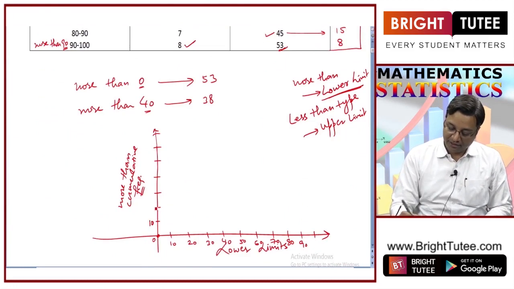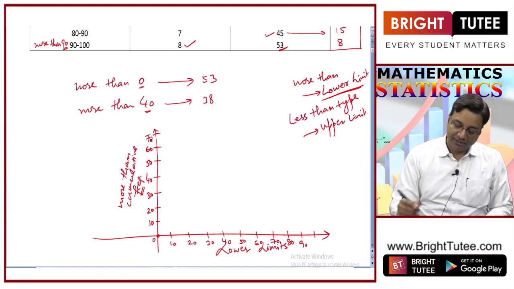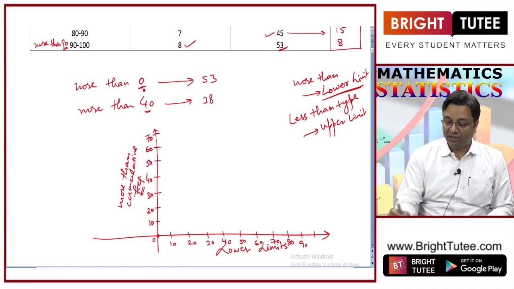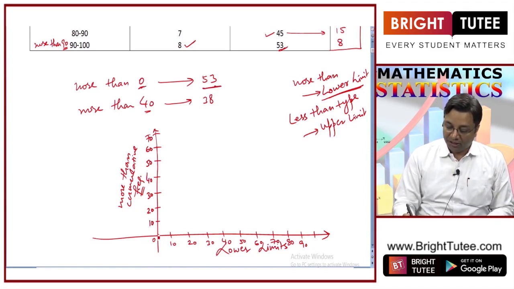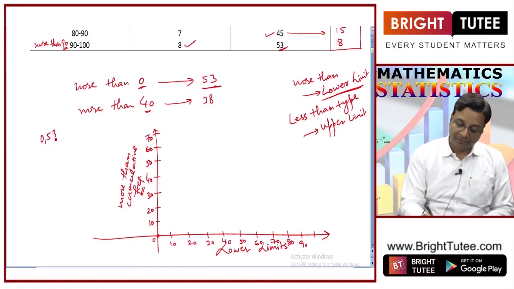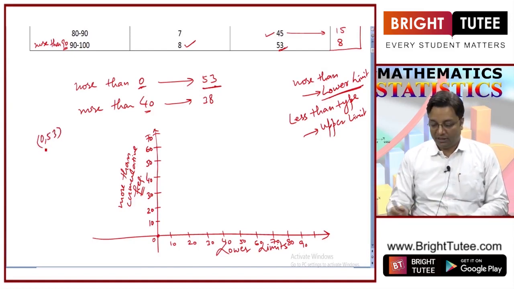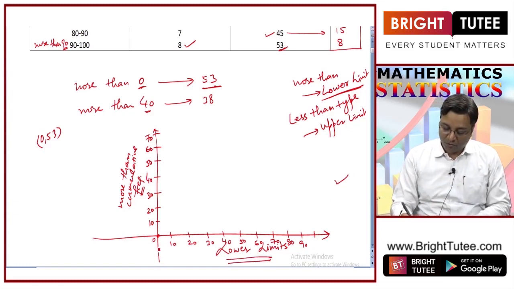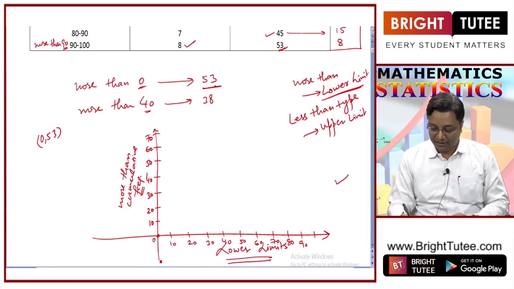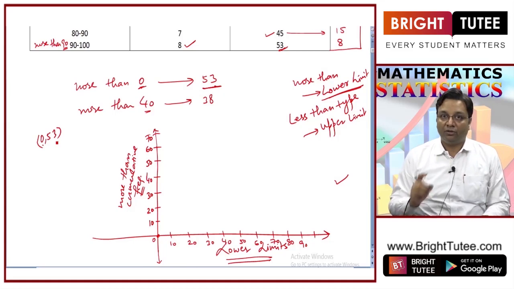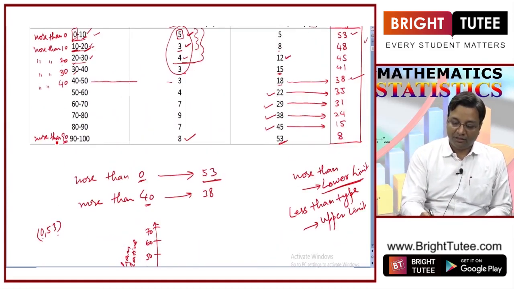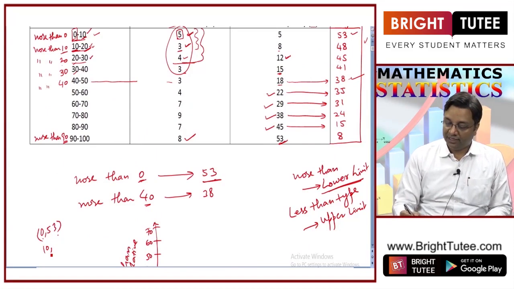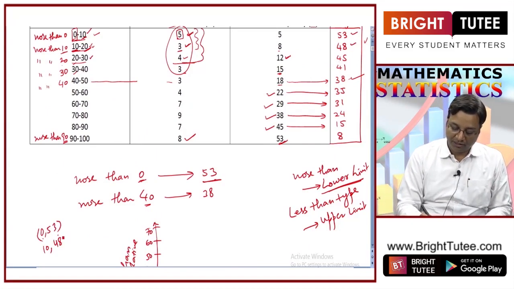Let us divide the y axis like this: 10, 20, 30, 40, 50, 60, 70, right. Now, if I say more than 0, you will say 53. So, 0, 53 is a coordinate for me, right. If I want to plot it on this graph here, where lower limits are on the x axis and more than type cumulative frequency is on y axis, the 0, 53 will be a coordinate for me. Now, if I ask you another question, more than 10, you will say 48. So, this is another coordinate for me.